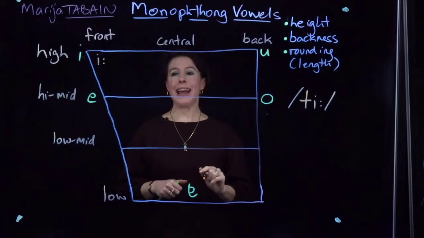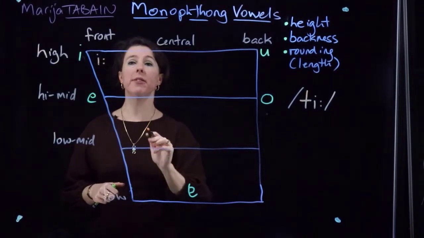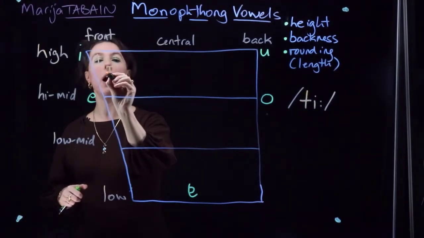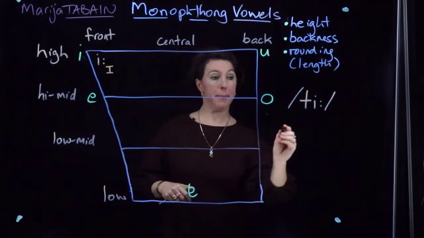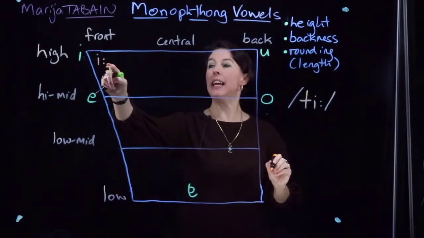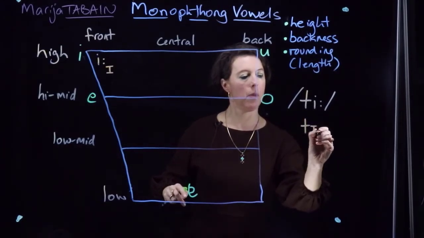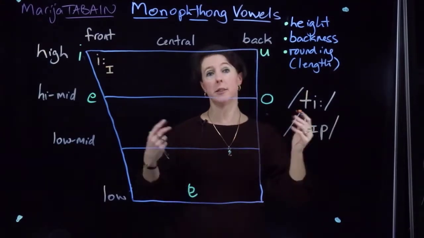And we also have a short equivalent of this vowel, which is written like this. It's a small capital I. So as in the word tip. I, I, tip, for instance.